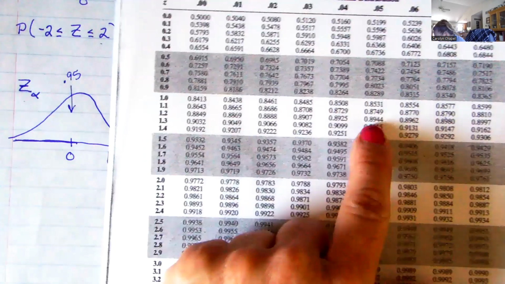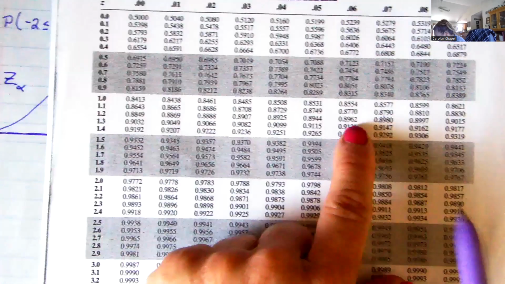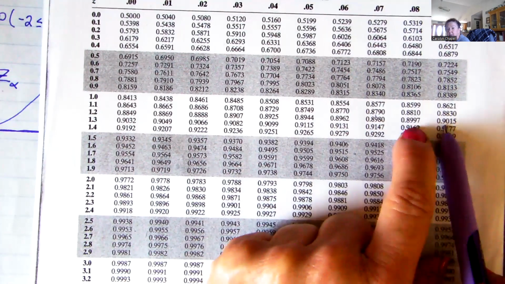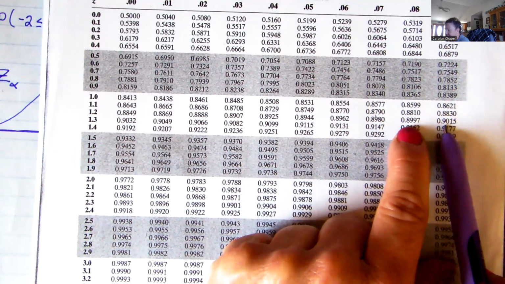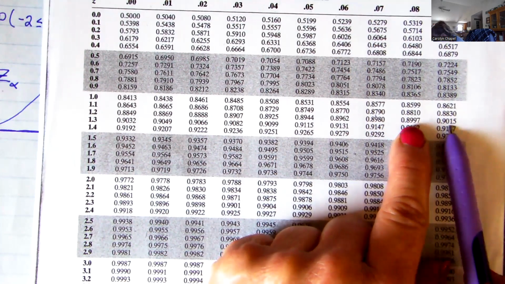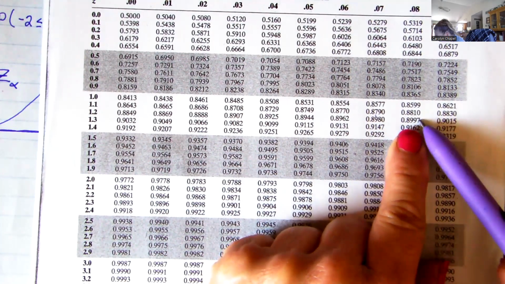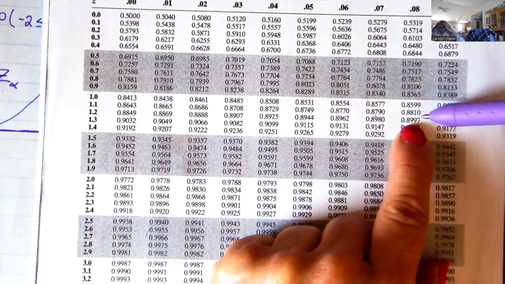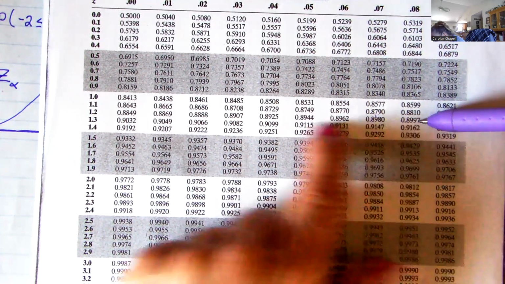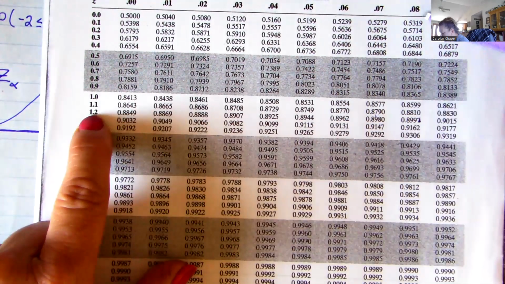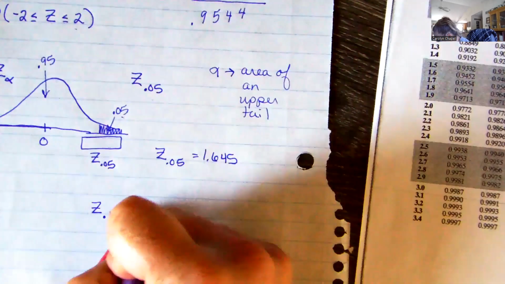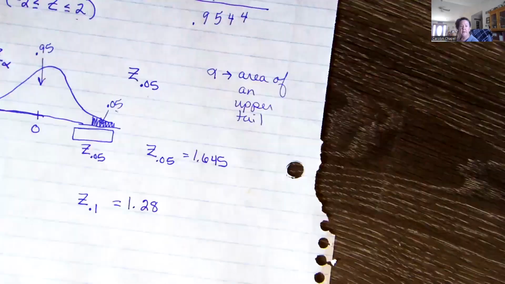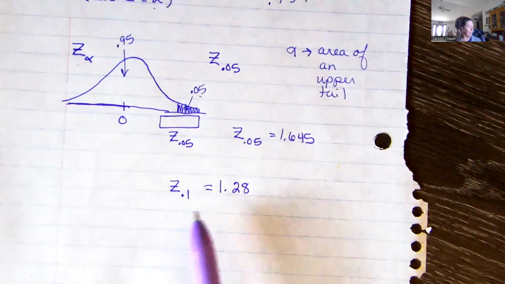So I see 0.90, 0.825, 89, 896, 8980. So it looks like it's in between these two, and this guy here, 0.8997, is actually closer than this one. Only 3 away here. Here I'm a little bit too big. So I'm going to go with this one. That's going to be a 1.28. So again, just some notation.